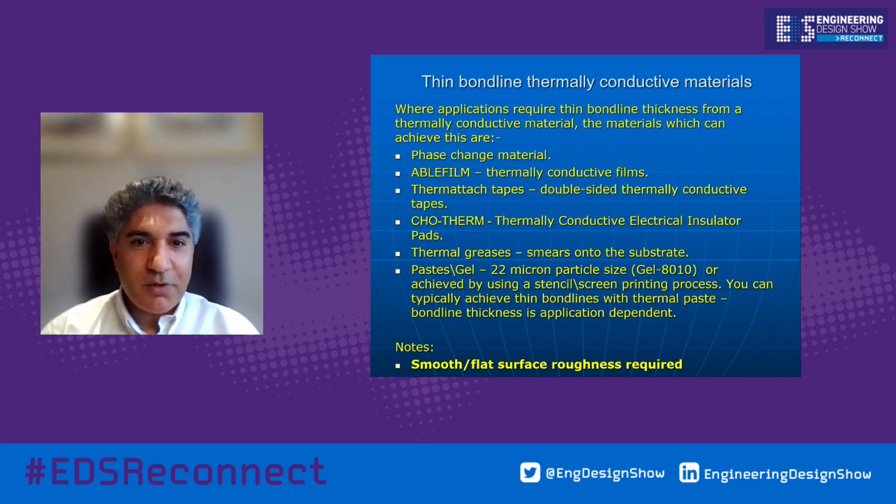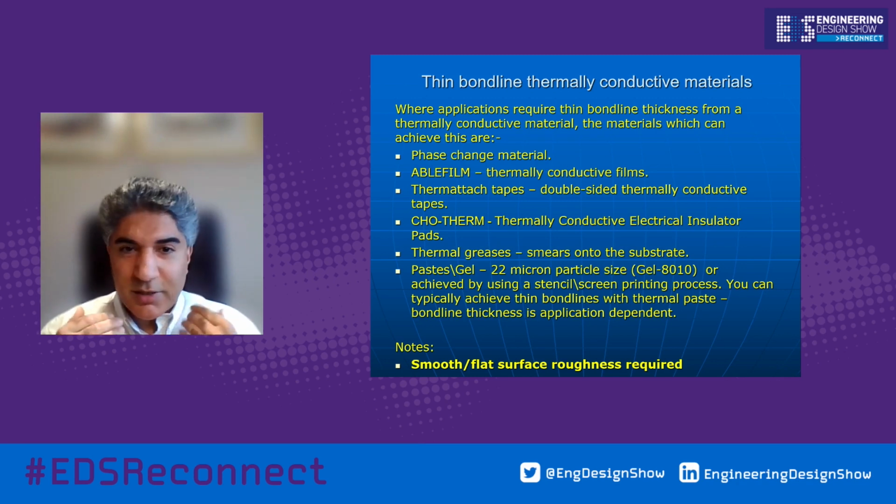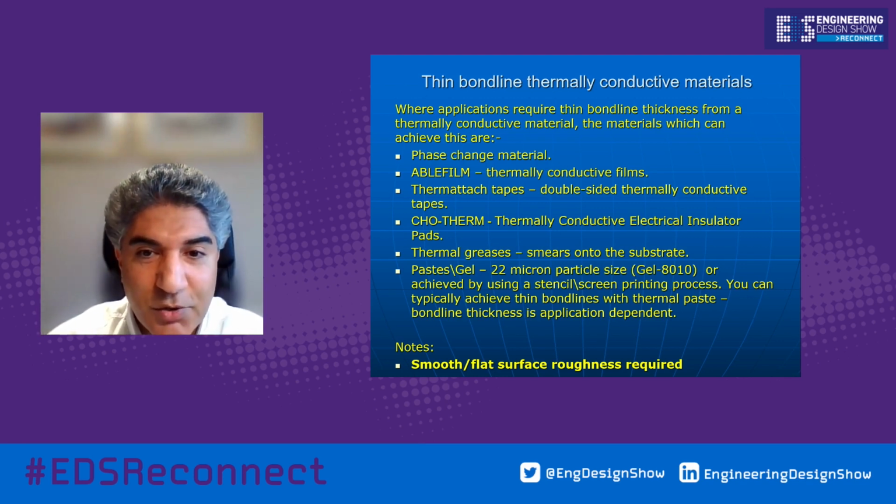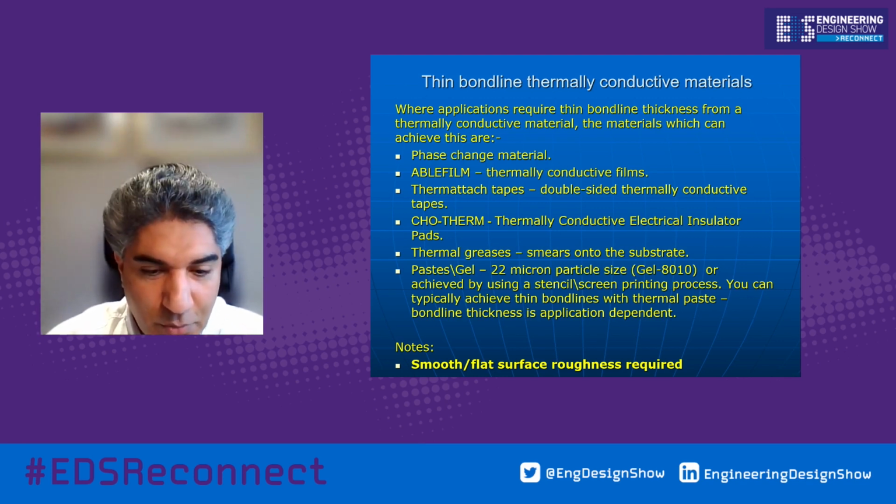The phase change materials, the film, you could actually achieve 7 Watt Kelvin. With a phase change material, you have to apply heat in an oven for it to become a liquid. The ceramic part becomes a liquid and pushes the air out for attachment, but you won't be able to remove it. Then thermal attach tapes, thermally conductive tapes, the core thermal materials as electrically insulating pads, thermal grease, and the gel 8010, obviously with a small particle size you can achieve a thin bond line.